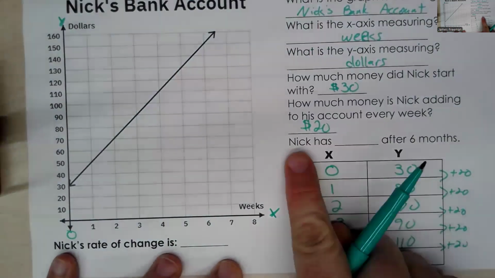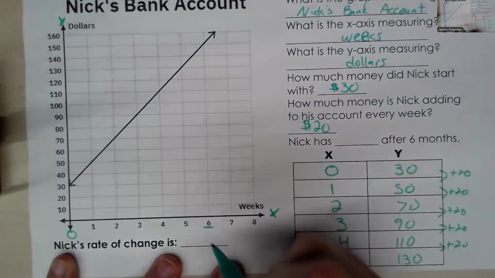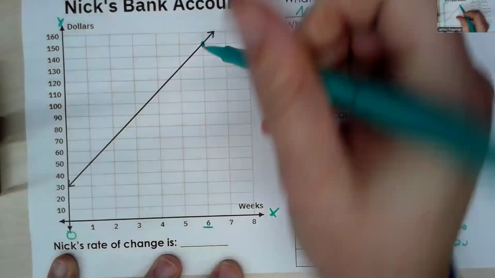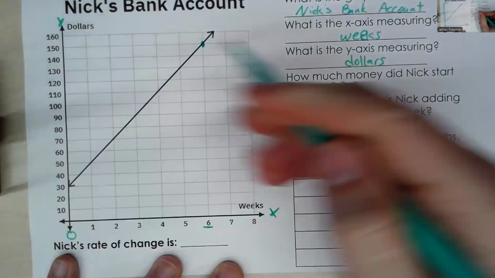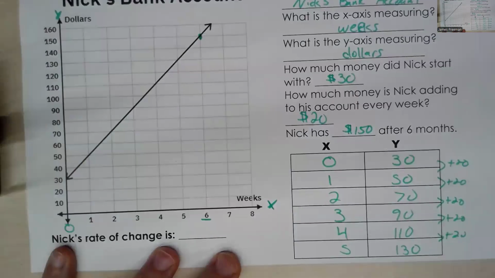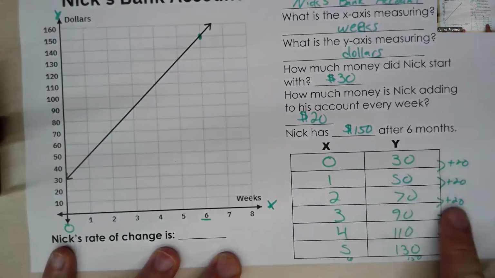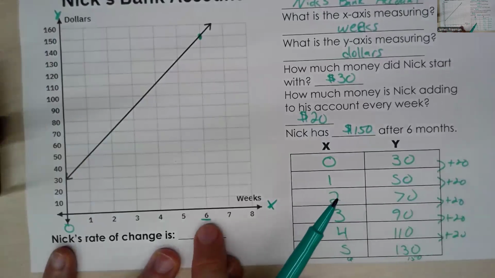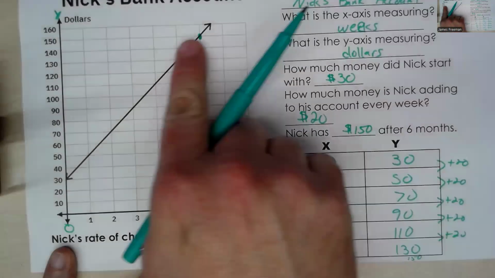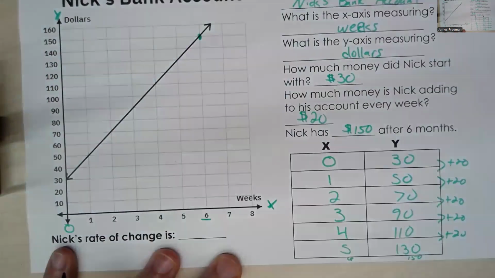All right, well, how much does he have through 6 months? Well, here's 6 months. Let's go up and see where it is. It's my graph right here. My Y value is $150. Or I could have looked down here and been like, all right, well, six would be next here. 130 plus 20 is 150. All right, so we could have figured it out using our table or gone to our graph. All right, where's X equals 6? Okay, so then boom, easy peasy.